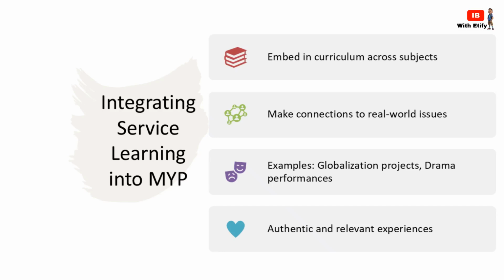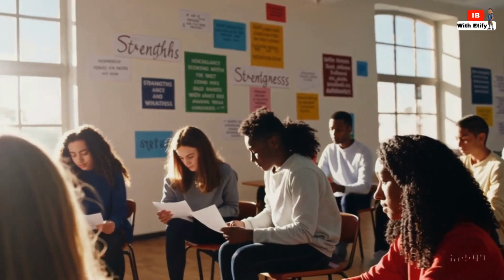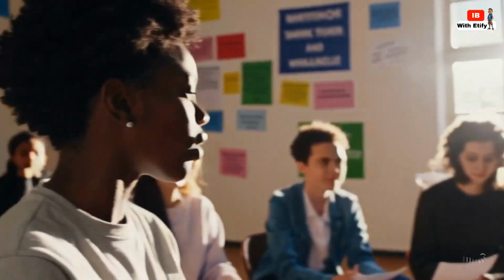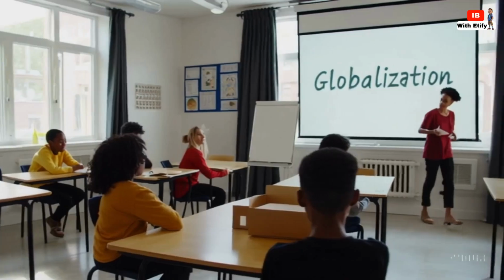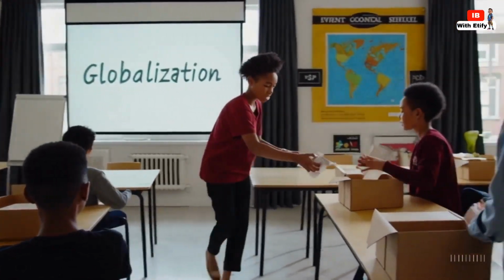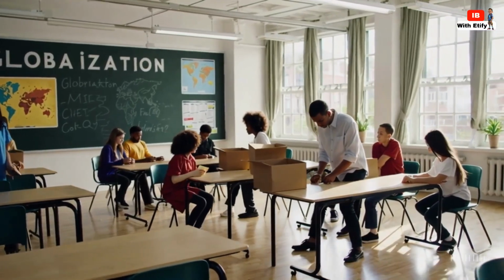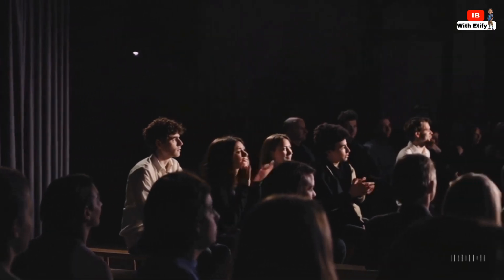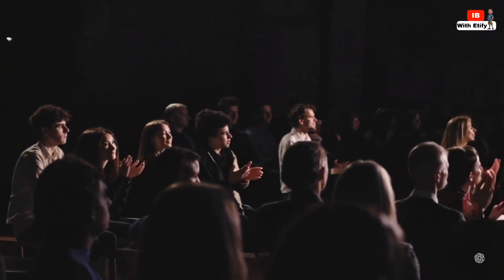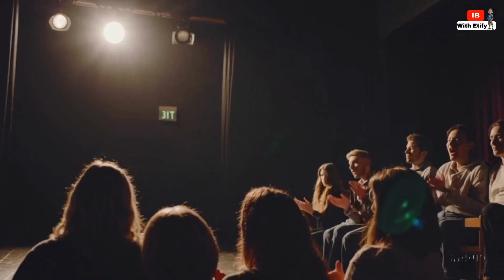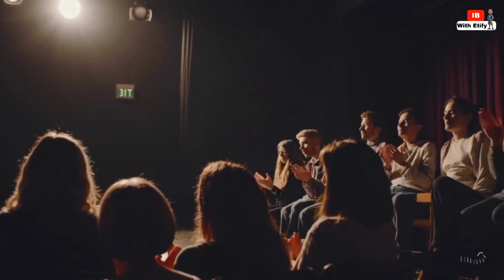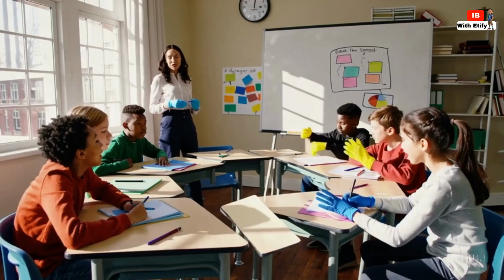Now let's talk about how to map service learning within the MYP curriculum. Service learning should be woven into the fabric of the curriculum so that students can connect classroom lessons to real-world issues. For example, students studying globalization in individuals and societies might organize a community campaign to help those in need of food or shelter. In drama, students might perform a play to raise awareness about bullying. These activities don't stand apart from the curriculum, they're a natural extension, making the learning experience more authentic and relevant.